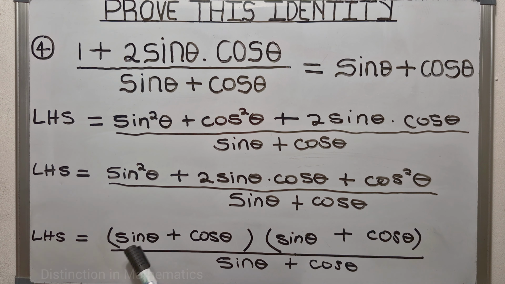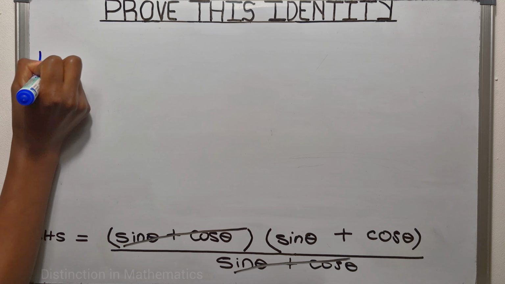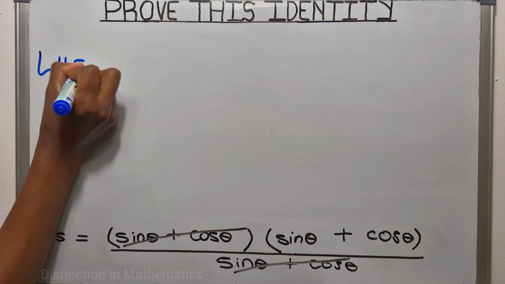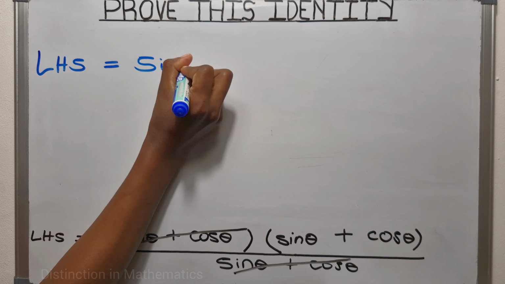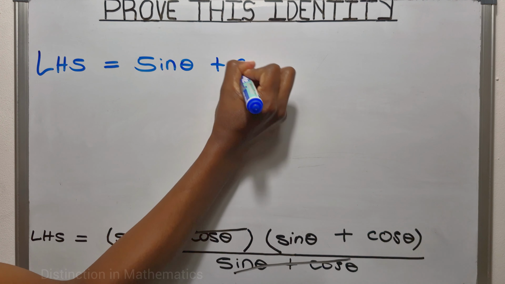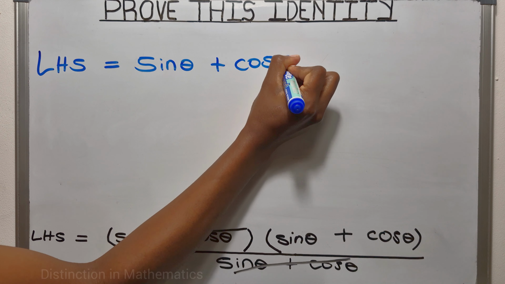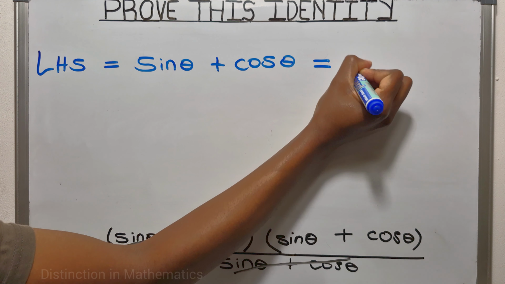So now these two in brackets look exactly like our denominator. So 1 is divided by the denominator, which cancels out the fraction, leaving us with sine theta plus cos theta, which is equal to the right-hand side.